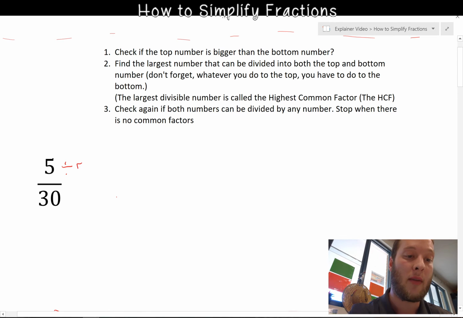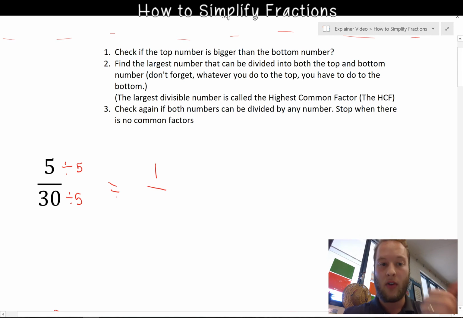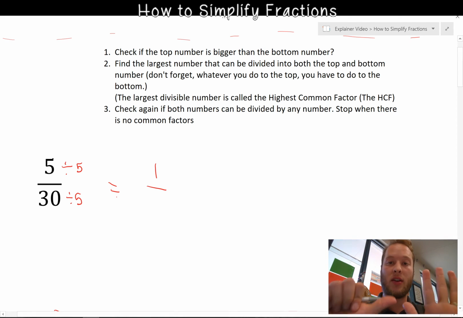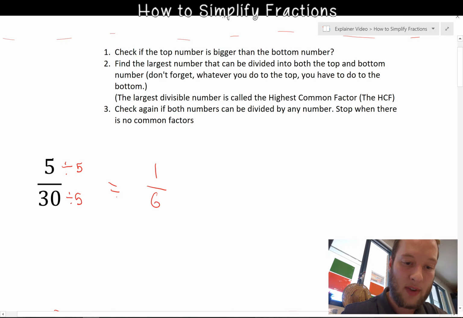So I know that 5 divided by 5 will be a correct answer, and I know that 30 divided by 5 will be an answer. It won't have any random decimals in it. It's a whole number, so it will work. So 5 divided by 5 equals 1. And 30 divided by 5, if I count by 5s to 30, I go 5, 10, 15, 20, 25, 30, that was 6. So I have my 6 here. So I've got 1 over 6, or I could call it 1/6.